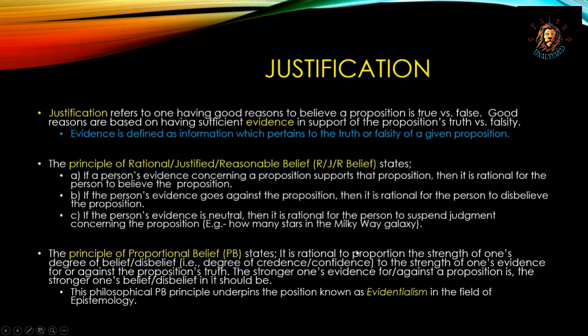B, if the person's evidence goes against the proposition, then it is rational for the person to disbelieve the proposition. Finally, C, if the person's evidence is neutral or non-existent, then it is rational for the person to suspend judgment concerning the proposition. For an example, you might ask, how many stars are in the Milky Way galaxy? Or if somebody presents that there are an even number of stars in the Milky Way galaxy. If your evidence is neutral or non-existent, the reasonable person should suspend judgment. I don't know, maybe it's even, maybe it's odd. I have no clue, kind of thing, right?